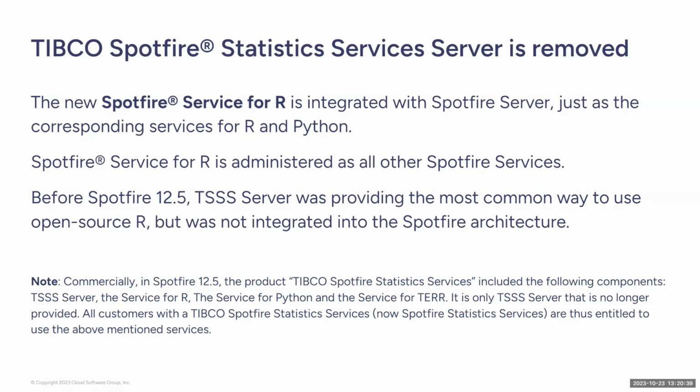Using the R language previously required the use of the typical Spotfire Statistics Services server, which was a legacy component, and the Spotfire service for R is far more integrated with the Spotfire server. As I mentioned, it works like the Python service and the TERR service. So note that all customers that have a license to TSSS now have access to the Spotfire service for R. It's included in the same license as Python service, the TERR service, and formerly the TSSS server.